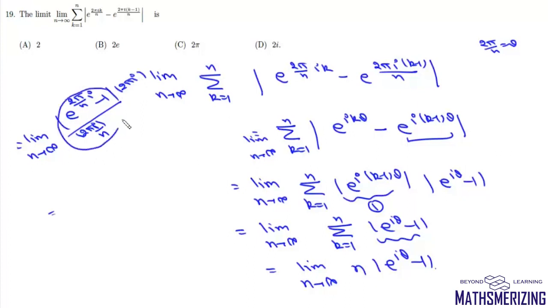So this limit is the standard limit (e^x - 1)/x, which is 1, and then mod of 2πi is simply 2π. So the answer to this limit is simply 2π, and that's your option number C.